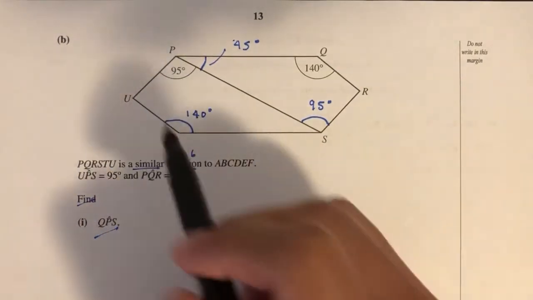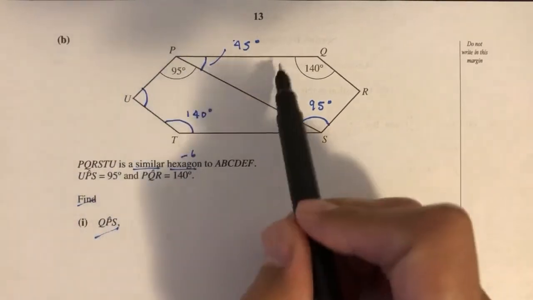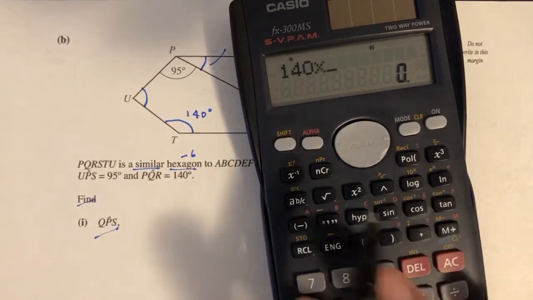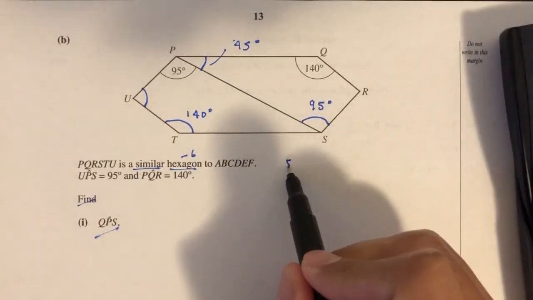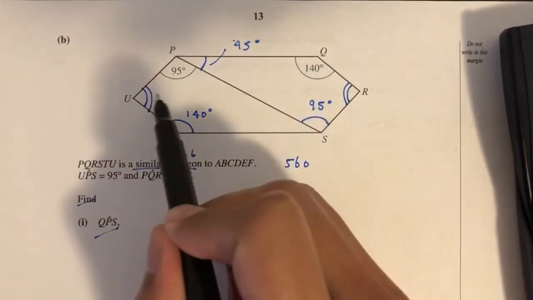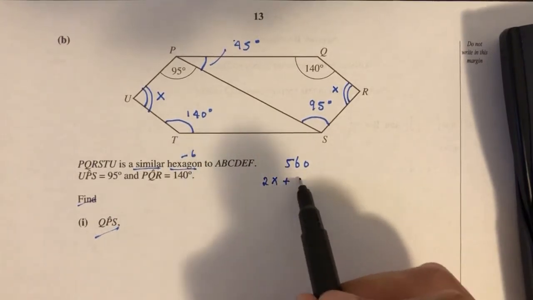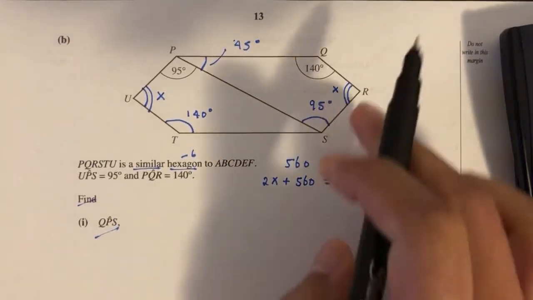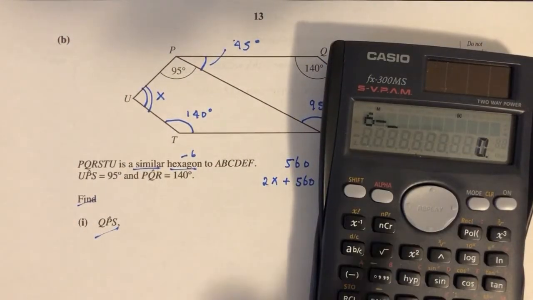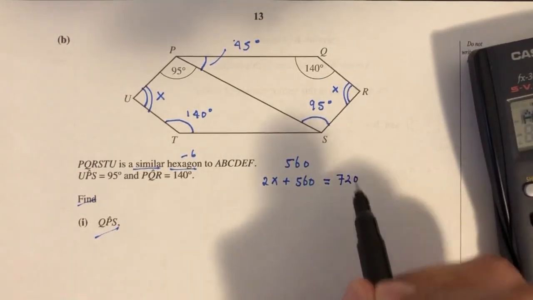And the last one, PUT. So PUT is this side. This one we don't really know, but we know that these four angles here are 140, 140, 140, and 140, right? So 140 times 4 is 560. And we know that this angle here is equal to this one. Let's call this angle X and X. So we know that 2X plus 560 is equal to the sum of the angles in a hexagon. In a hexagon we have a sum of 720 for the angles.